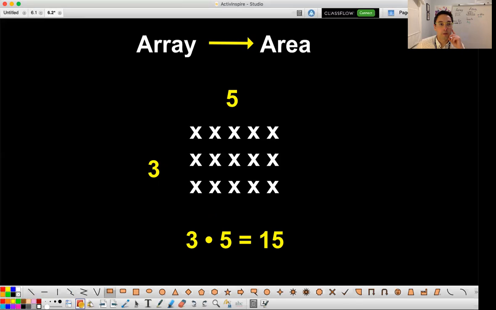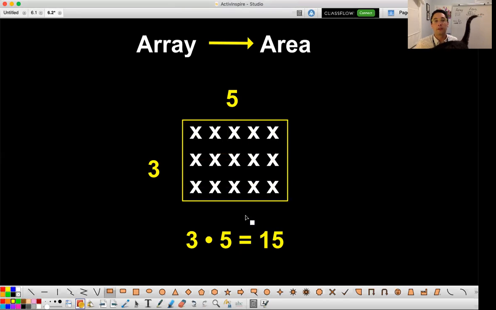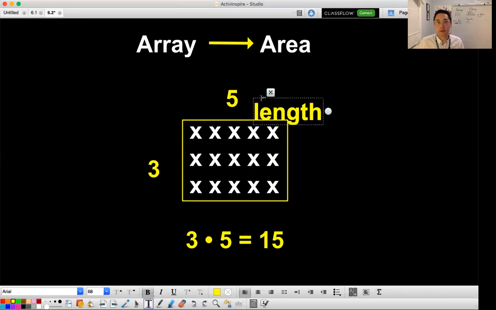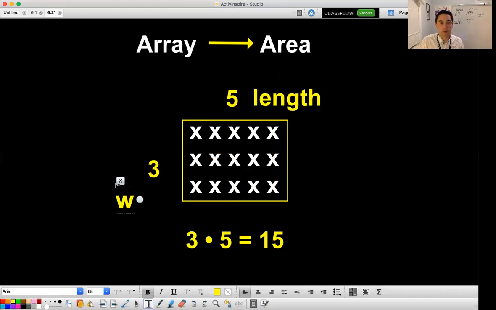So when you're thinking of the area of this array, I'm going to think of it like it has a length of 5. It means it is 5 units long and a width of 3, so 3 units wide. So, like I said, length 5 units long and 3 units wide.